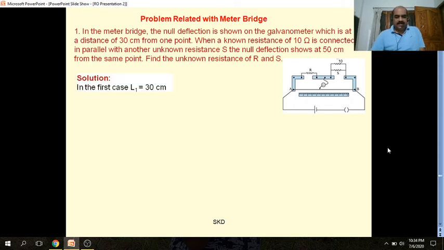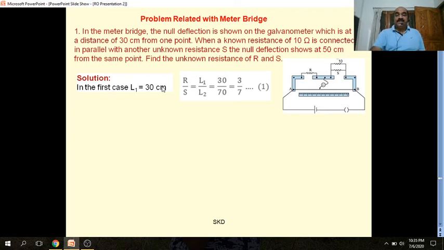Later on I will give you some problems based on the series connection also. So first of all, let's discuss the solution of it. In the first case, the balance length is 30 centimeter, so very simple. The ratio R by S is equal to L1 upon L2. L1 is 30, and 100 minus L1 is 70, so L2 is 70. So the ratio is 3 by 7.